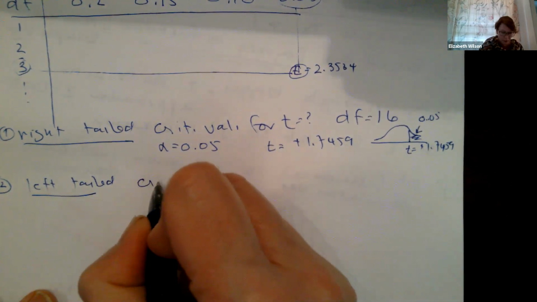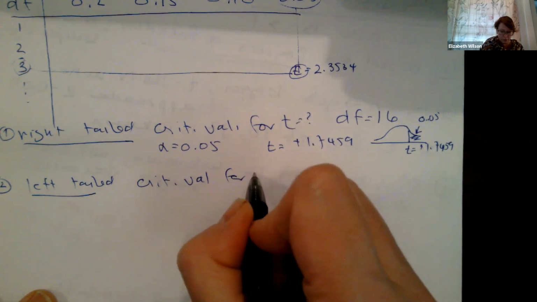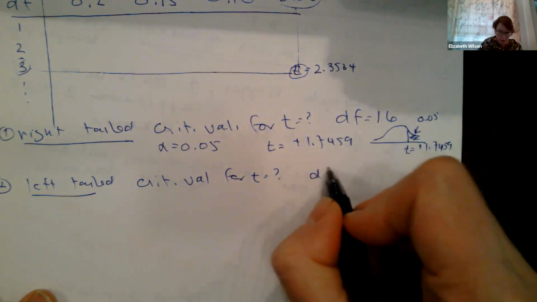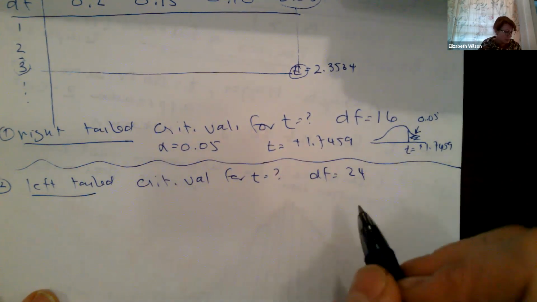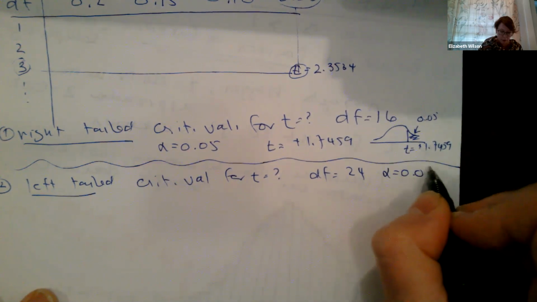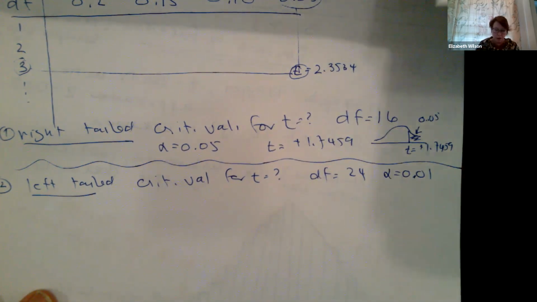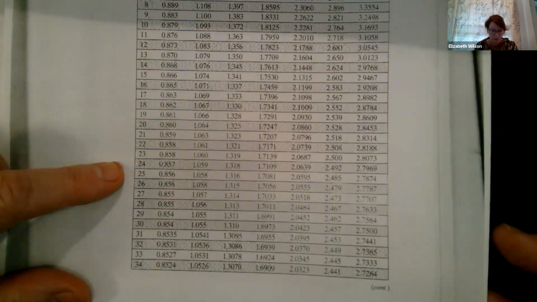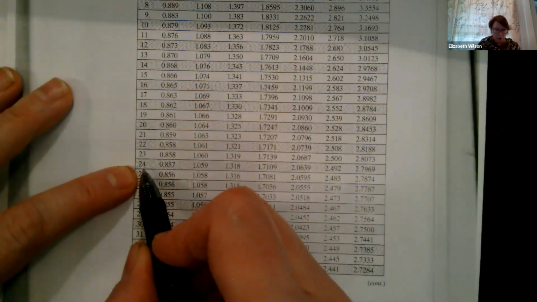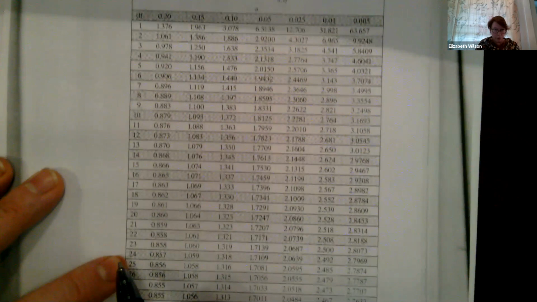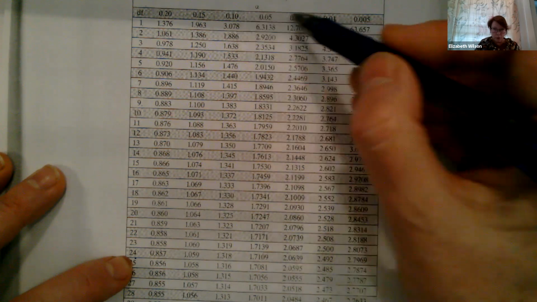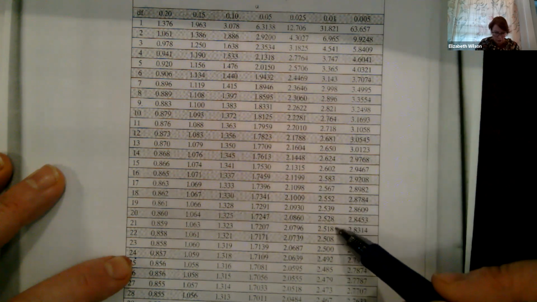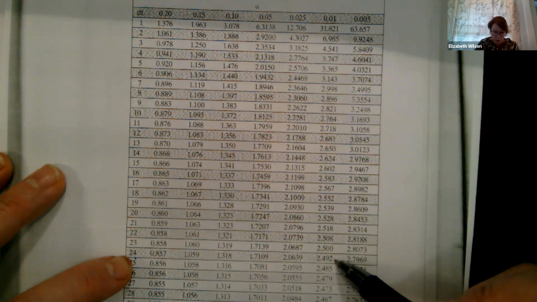Now if we do a left-tailed test, we're looking for our critical value for t. Here we have a degree of freedom equal to 24, and it's a left-tailed test with alpha equals 0.01. So how am I going to read this? I go to my table. Degree of freedom equals 24, which means my sample size n is 25. And my alpha equals 0.01. Watch out, this is 0.1, this is 0.01. So I'm going to read this whole column down to 2.492.